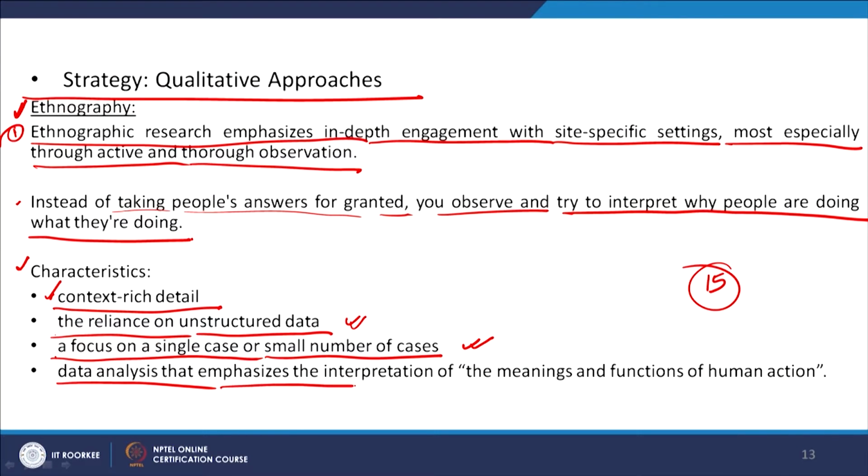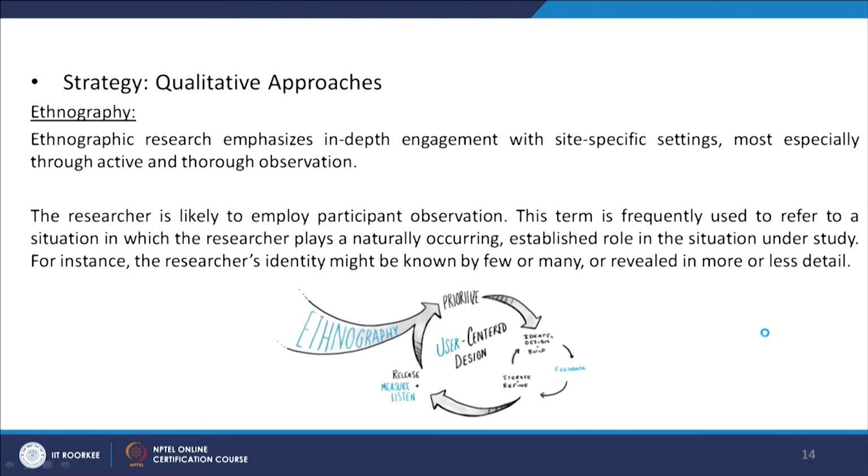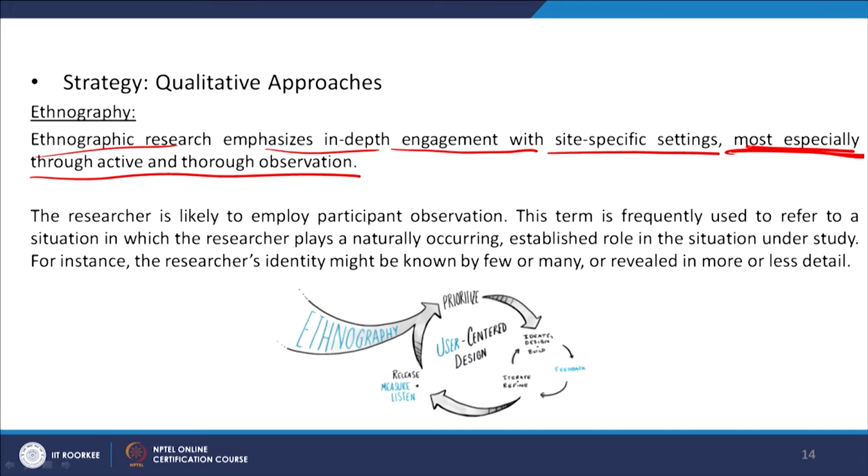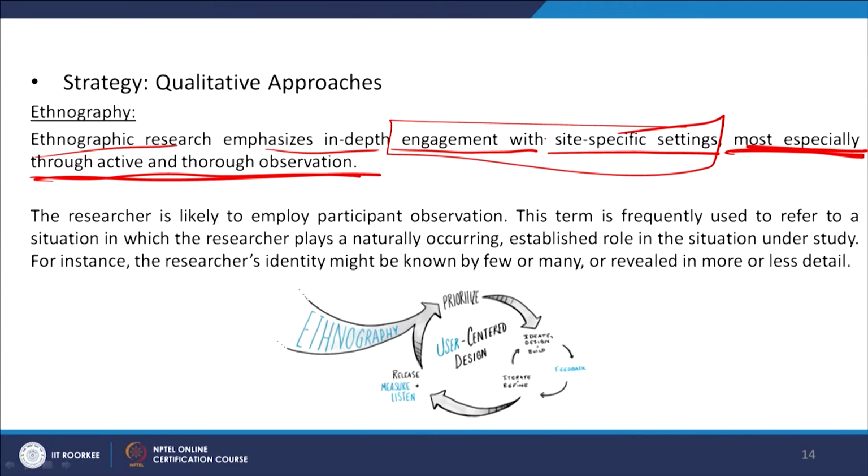Data analysis that emphasizes the interpretation of the meaning and function of human action is the important part. Now, ethnographic research emphasizes in-depth engagement with site-specific settings, most especially through active and thorough observation. So this is an important part: thorough and active observation, not the number of user groups, and site-specific correlation with the user, or the contextual correlation. Site does not mean only a special site; it means the interaction between the user and the product in terms of user interface, how they are interacting with the digital interface, or if there's a product with a digital interface, how they are handling the product, and that has to be studied, correlating the context with the environment.